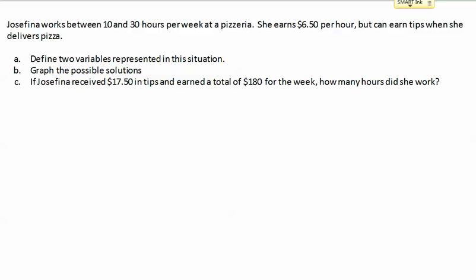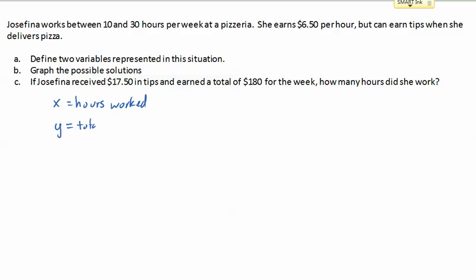We got Josephina works between 10 and 30 hours per week at a pizzeria. She earns $6.50 per hour, but she can earn tips when she delivers pizza. So first they want us to define two variables represented in this situation. Well, it looks like she can work a certain number of hours per week, right? So I'm going to make X be hours worked. Okay, and then Y will be what happens when she works hours.